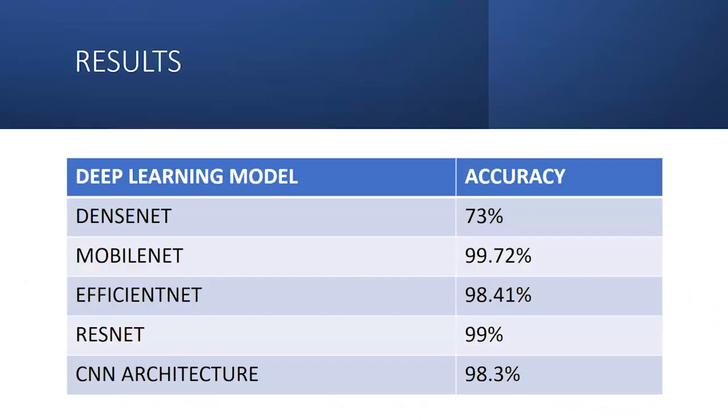Next, coming to the results. The best accuracy we achieved was using MobileNet, that was 99.72% on the dataset which we have trained. Others also gave very good accuracy: EfficientNet, ResNet, and all these, ResNet gave us 99%, CNN gave us 98.3%, but the best was for MobileNet.